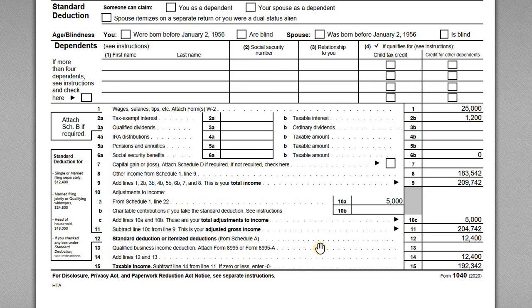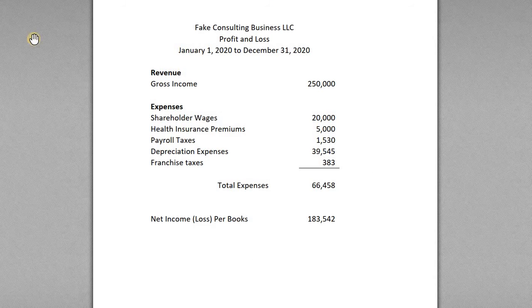So mechanically here, what's happening, right? Well, you're reporting it in wages, but you're getting an offset deduction here. So if these 5,000 amounts cancel out, effectively you have 20,000 in wages. That's what he was actually paid. And then you report the net amount of ordinary business income, 183,542, which includes the deduction for the health insurance, right? So the 183,542, we're arriving at that because we're deducting the health insurance premium.